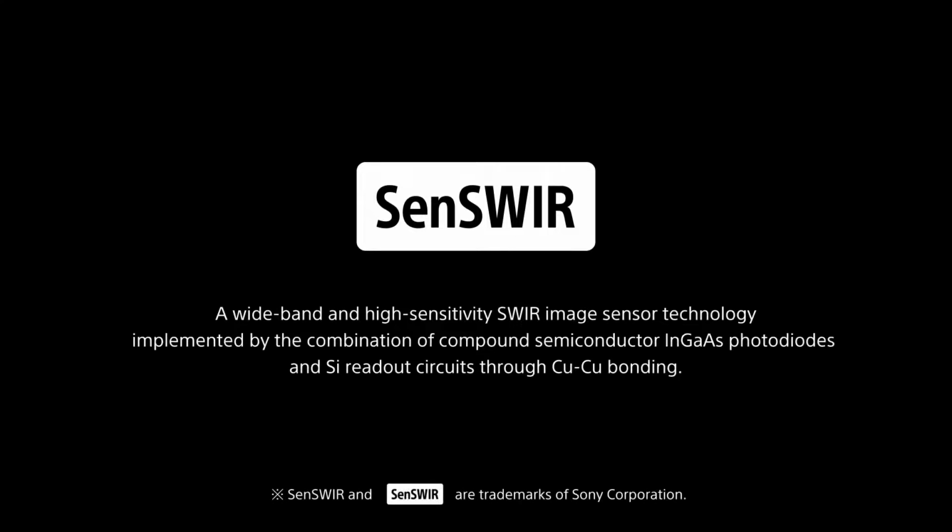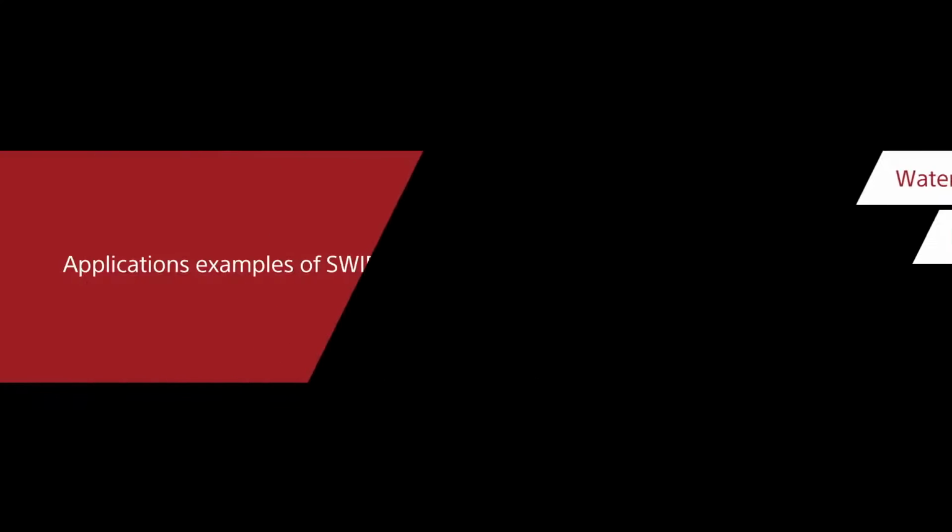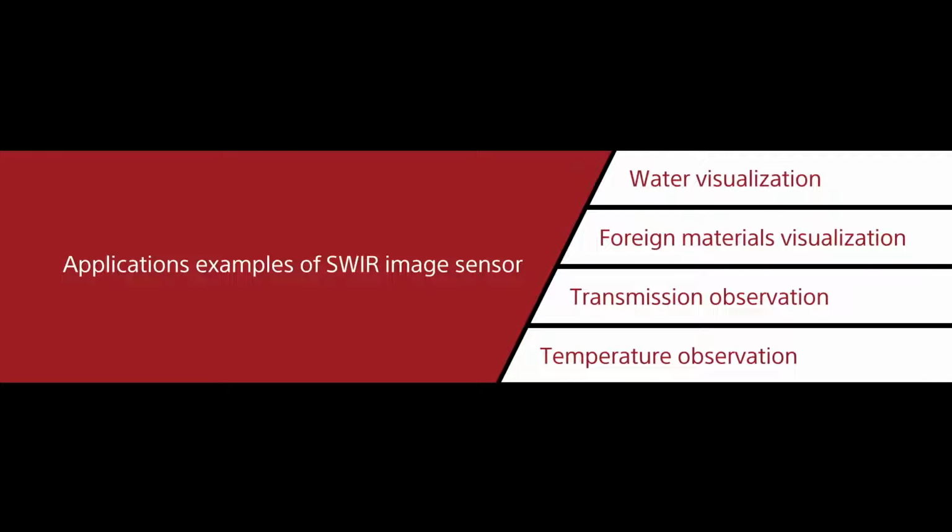By applying Sony's original technology, Sony SWIR image sensors are able to capture both visible and short wavelength infrared bands. Let's look at some applications of SWIR imaging.